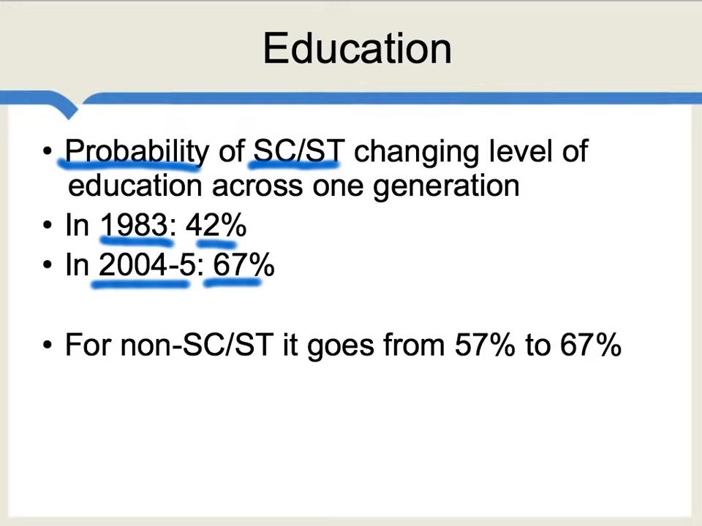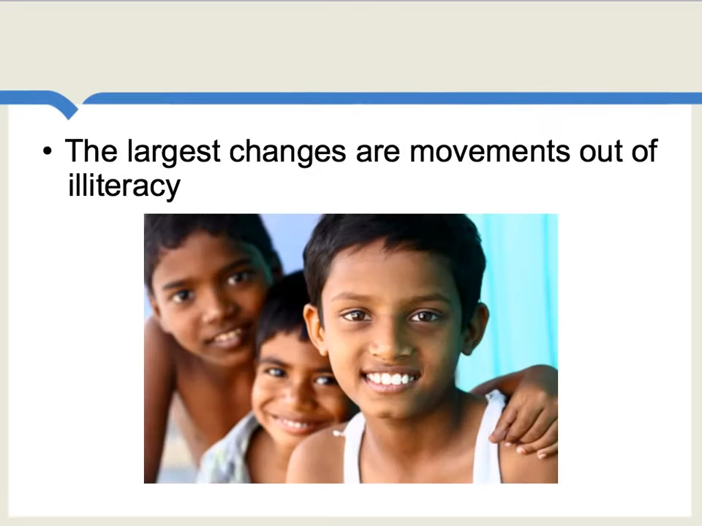To put that in perspective, compare it to the probabilities for non-scheduled castes, scheduled tribes. That probability went from 57% to 67%. What we can see is that by 2004-2005, for both groups, it was 67%. For the scheduled castes and tribes, the largest changes are movements out of illiteracy to being able to read and write.